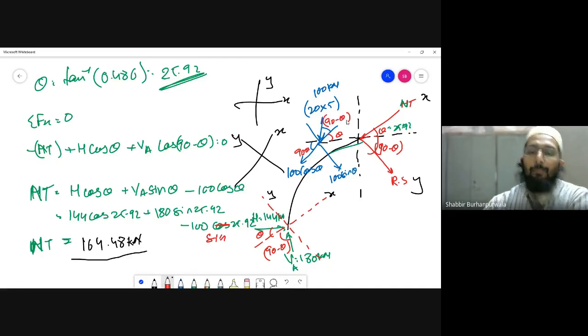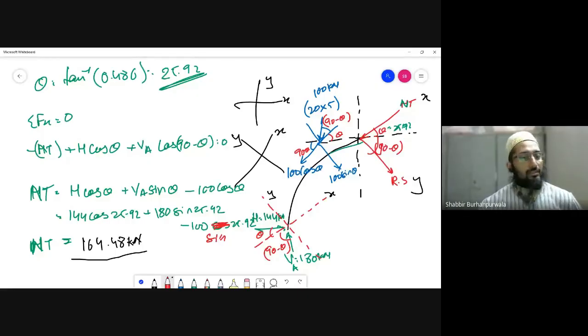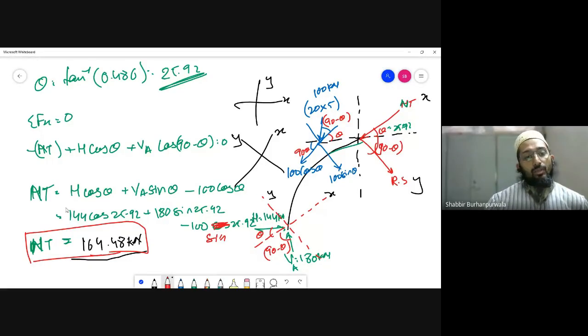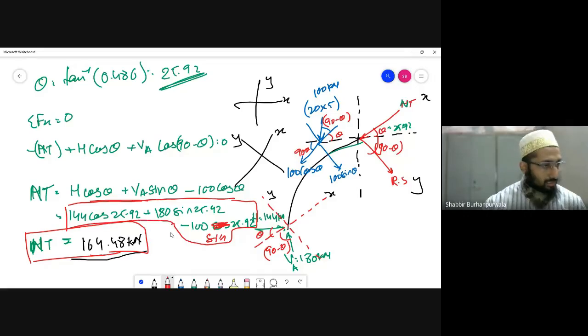Yes, correct. If this angle is 90 minus theta, then to resolve this force with respect to this direction, we have to put 90 minus theta in the sine. So the correct equation is this one. What you have done by taking the simultaneous equation part is also correct. There is nothing wrong with that.